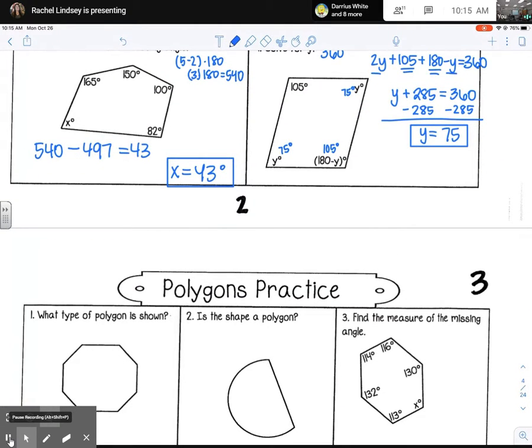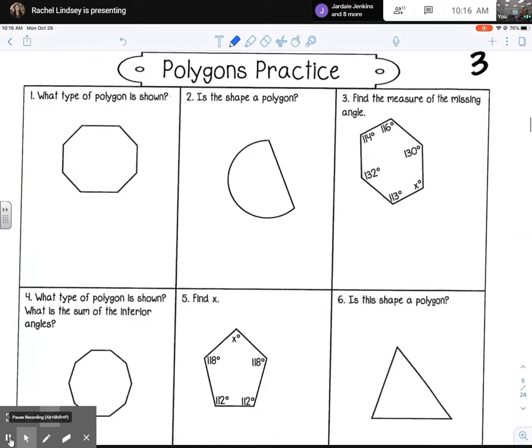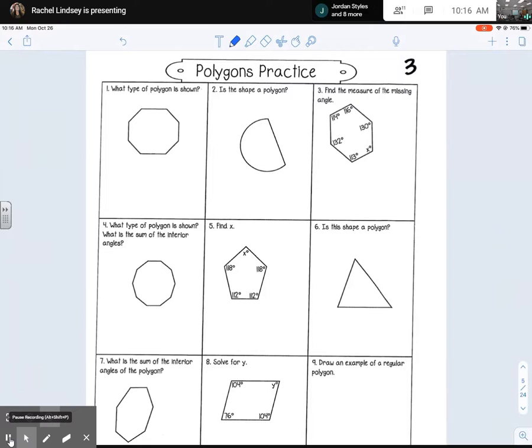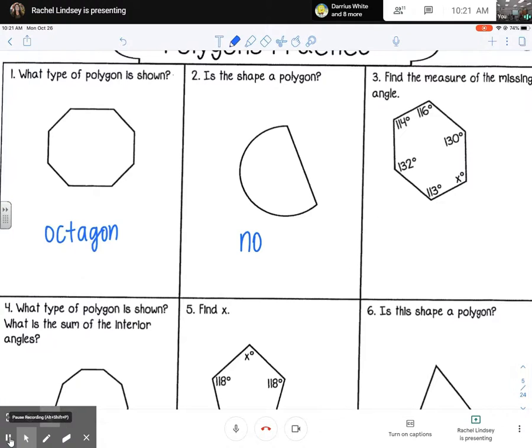Okay, so I want y'all to go ahead and do all of page 3. Go ahead and try all of page 3. That's a polygon.